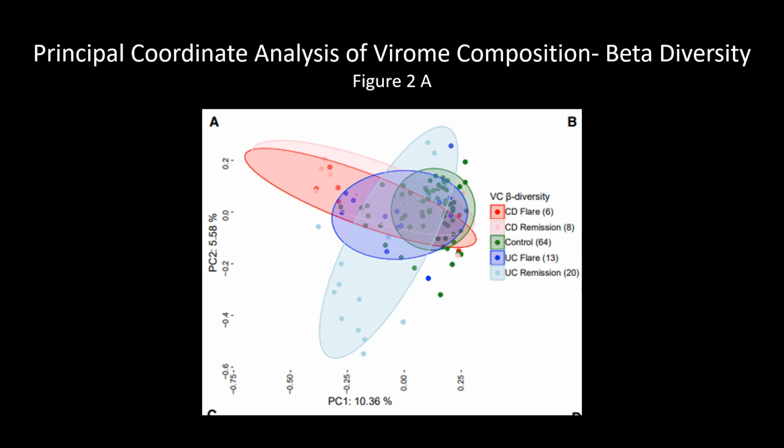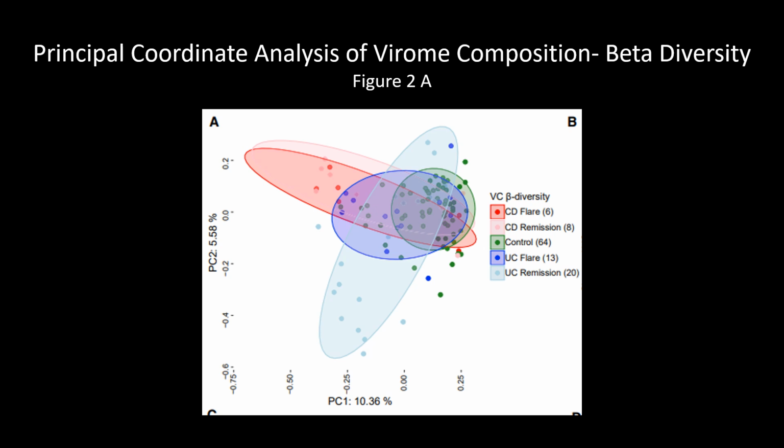Figure 2A is showing the Spearman distances that show the differences between virome compositions between each group. And as we can see, the Crohn's disease and ulcerative colitis viromes are drastically different, and they yielded the greatest degree of separation between viromes of Crohn's disease patients in relapse and remission and healthy controls, followed by UC relapse and remission.